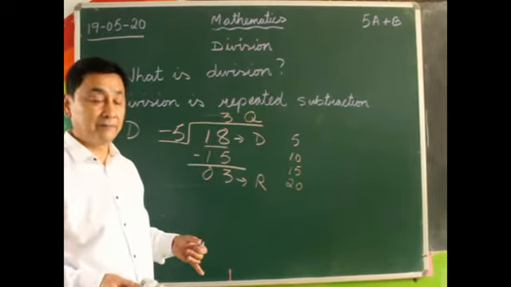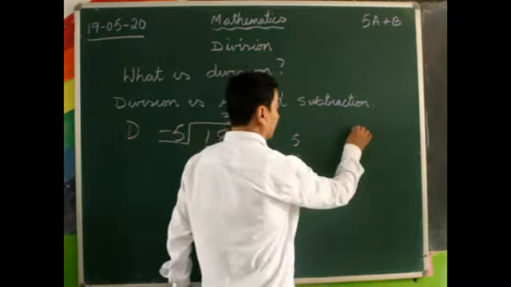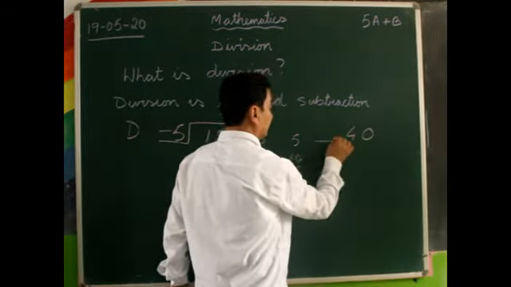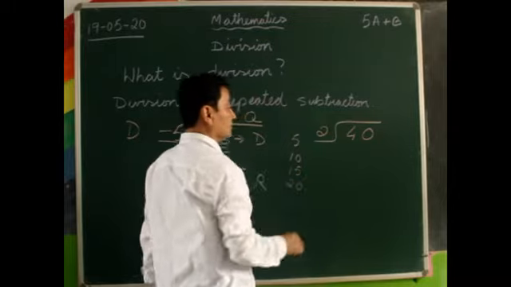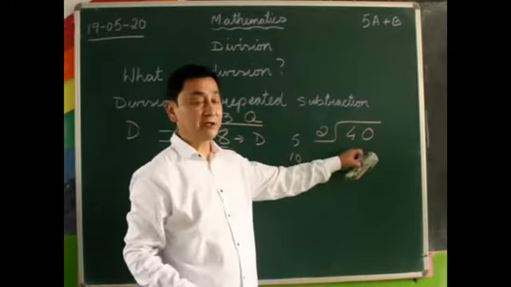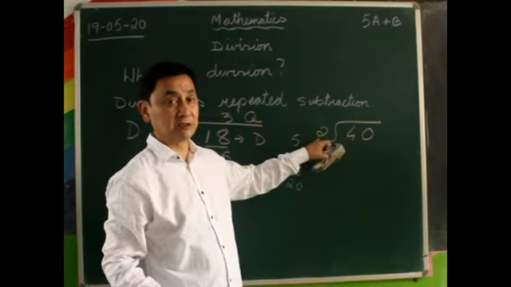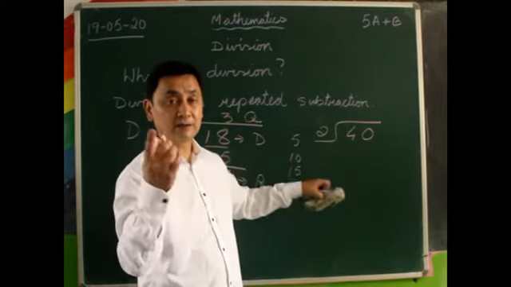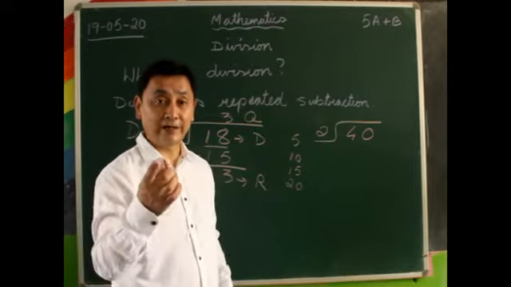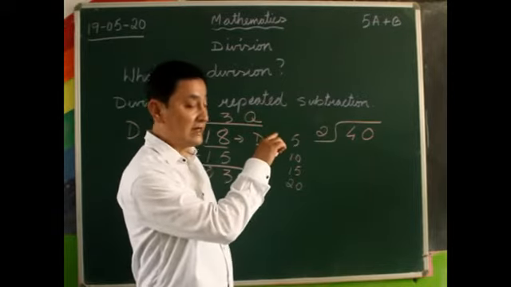Sometimes the remainder may not be there. For example, 40 divided by 2. So you have 40 sweets and you want to distribute sweets to 2 persons. How many will each get? Yes, some of you have got the answer so quickly, 20, yes or no? But we have to find it out.